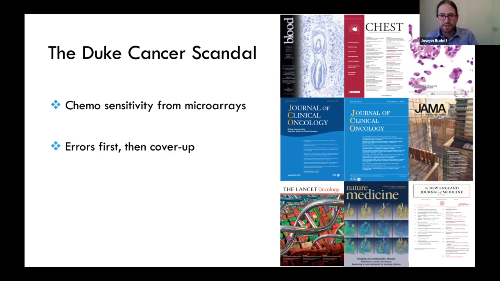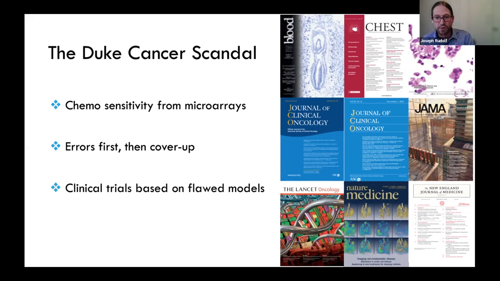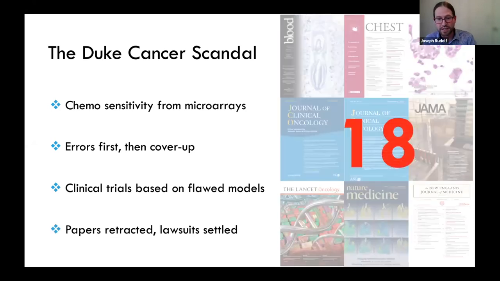Unfortunately, there were a number of serious errors in the data analysis. The media has focused on the fact that the researchers tried to cover up investigations into these errors and press on towards clinical trials, even though there were, at the time, some open questions about the validity of the methods. Even more unfortunately, patients were enrolled in clinical trials and allocated based on flawed models. And in all likelihood, patients were actually allocated to the incorrect treatment arms. In the end, 18 papers were retracted, and the institution settled more than 10 lawsuits for an undisclosed amount of money.